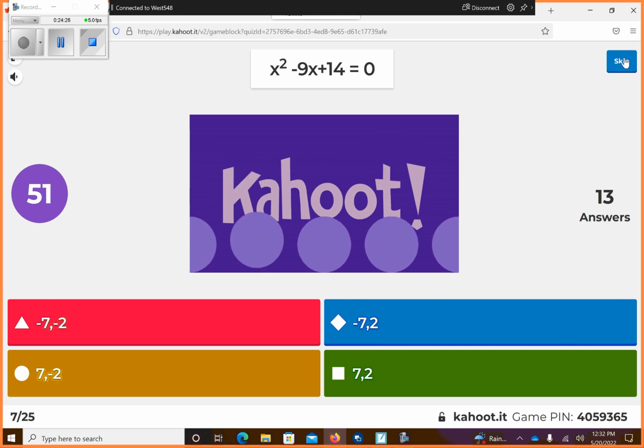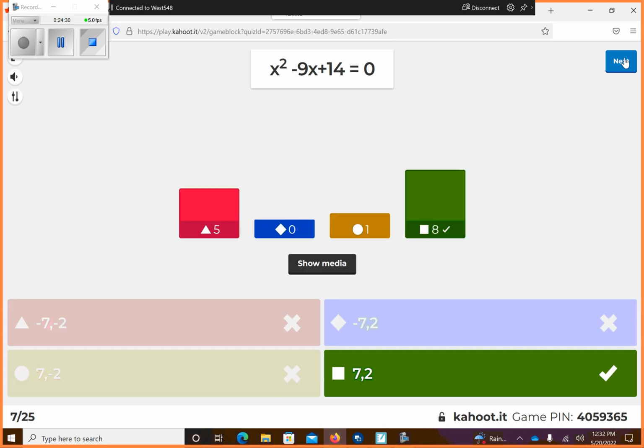So you have x minus 7, x minus 2. Add 2 to both sides to get x equals 2. And 7. 7 and 2 are the answers.